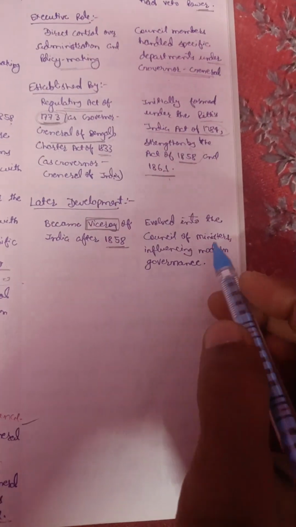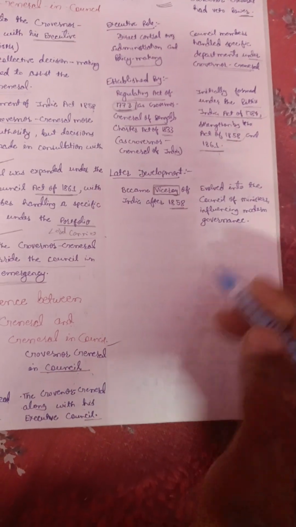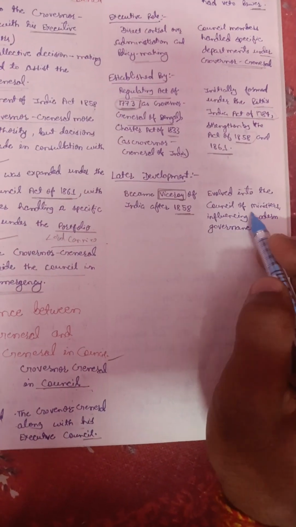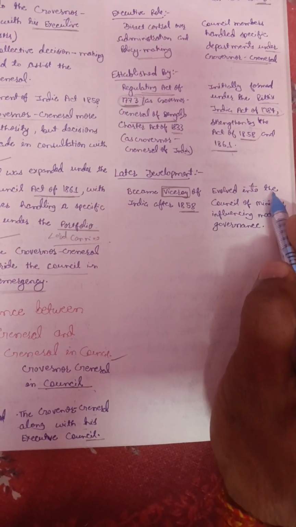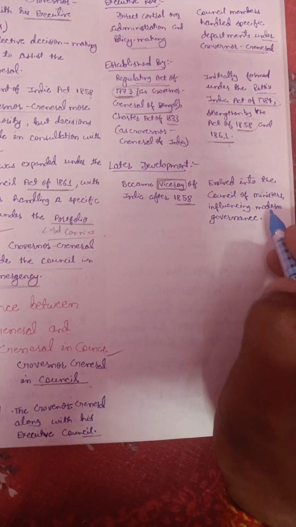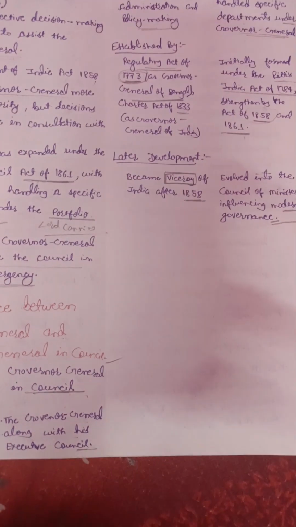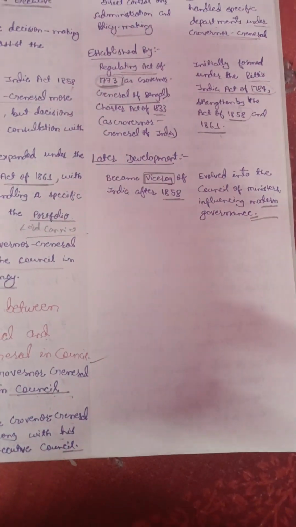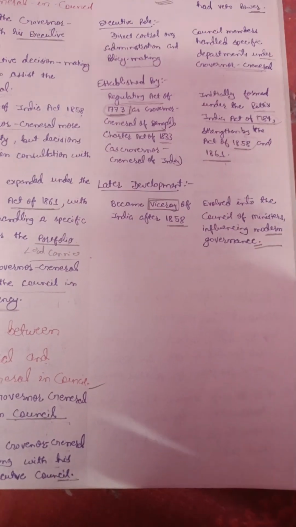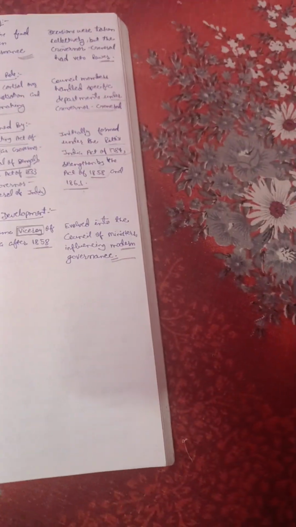And let's see about the Governor General in Council. It evolved into the Council of Ministers, influencing modern governance. So basically later it became the Council of Ministers, and now affects governance.